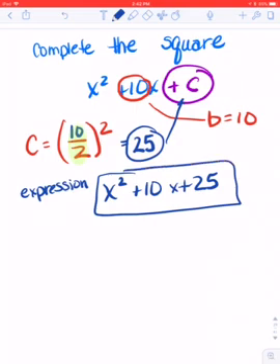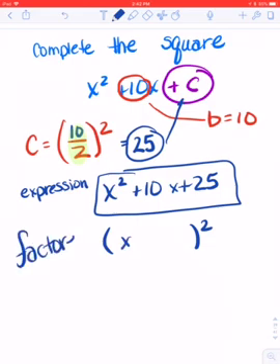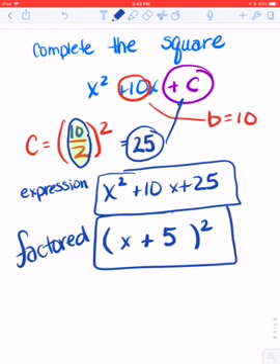Okay, now remember, I also want to be able to write it in factored form. So to do the factored form, I'm going to take just the part that's in the inside. So 10 divided by 2 is 5, and that's a positive 5, so I'm going to write plus 5. So this piece right here is my factored form.